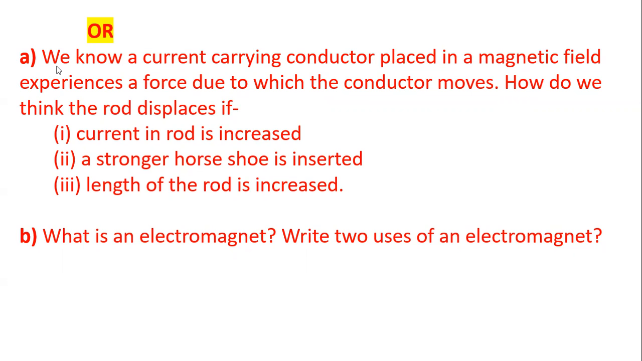Now you see A. We know a current carrying conductor placed in a magnetic field experiences a force due to which the conductor moves. How do we think the rod displaces? First, if the current in the rod is increased. Second, if a stronger horseshoe magnet is inserted. Third, if the length of the rod is increased.